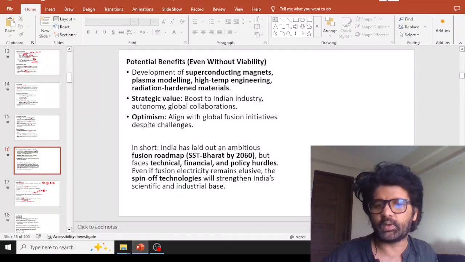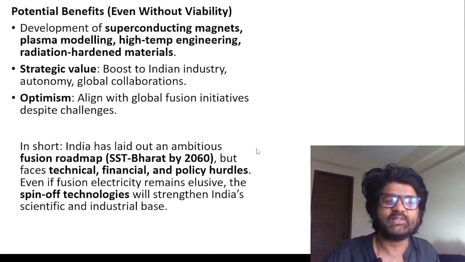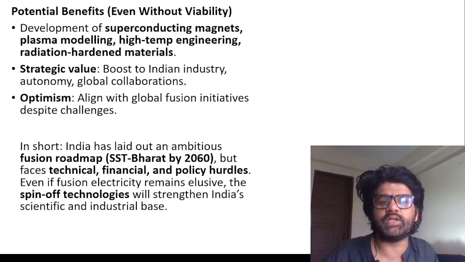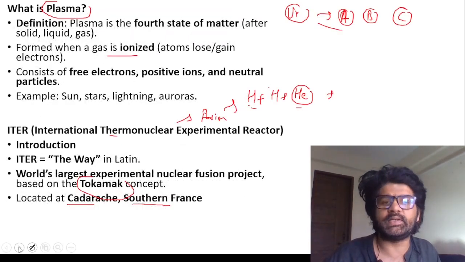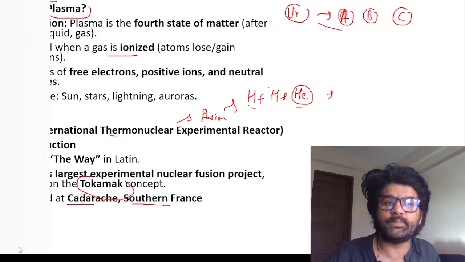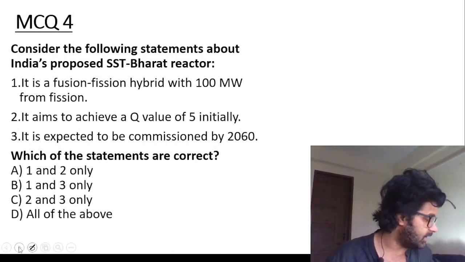Superconducting magnets, plasma modeling, whatever you will do, these are very high-tech technologies, high-tech materials, so the spin-off technologies will help you in other areas. Now let's solve some questions so that you can understand what are the things which are really important. How important? Really, really, really important.